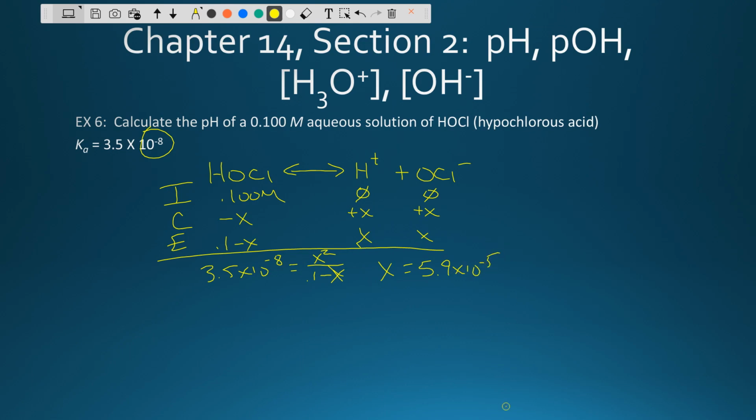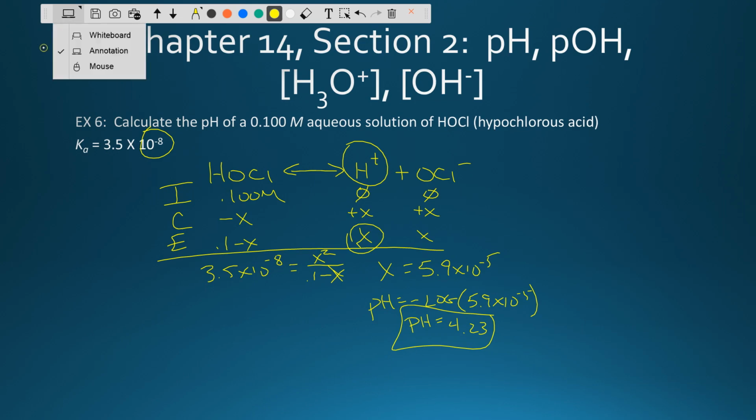Now, what did we just describe? We just described my hydrogen concentration. So from there, I would say that my pH equals the negative log of that 5.9 times 10 to the negative 5. Okay, so I find that my pH in this case would end up being 4.23. Remember, I just solved for x, and that is my hydrogen concentration. That's all I need to do there.